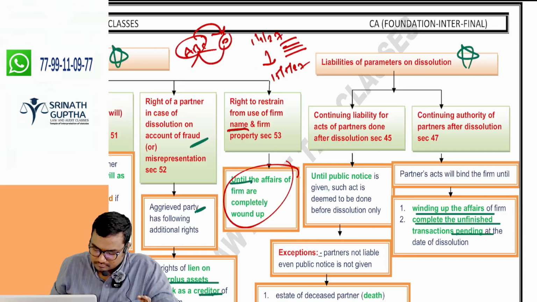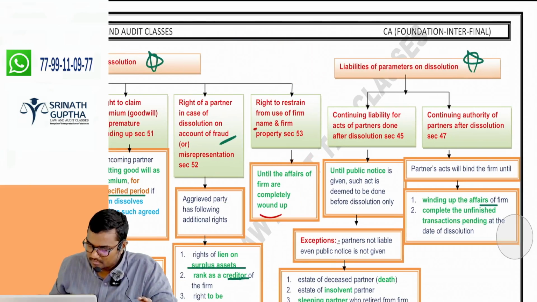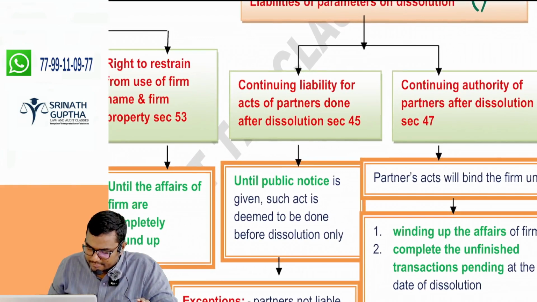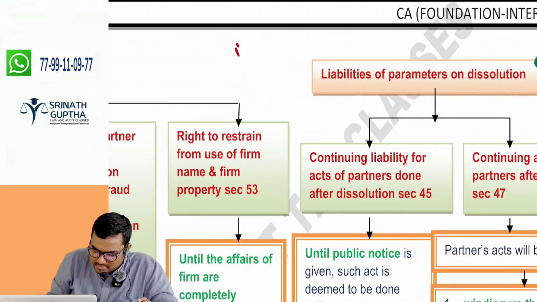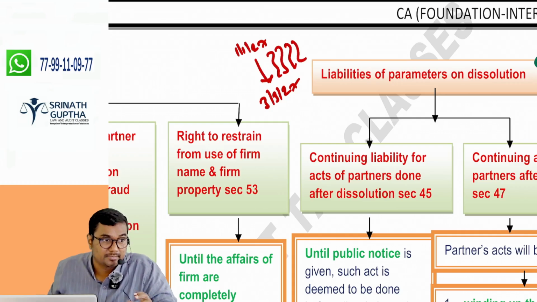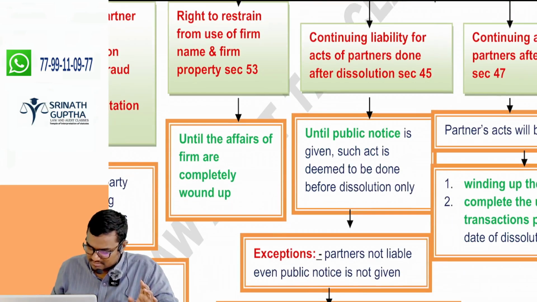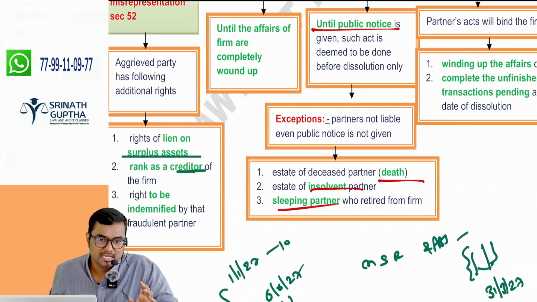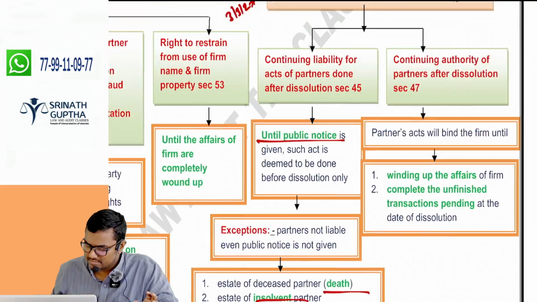Now, duties of the partners on dissolution. First one, continuing liability for acts of the partners done after dissolution. The firm is dissolved on 1/1/27, and notice is given on 3/3/27. In this period, even though the firm is not there, the partners will remain partners by holding out. Partners continue to be liable until public notice is given. But public notice is not required in case of death, insolvency and a sleeping partner. In these three cases, public notice is not required.